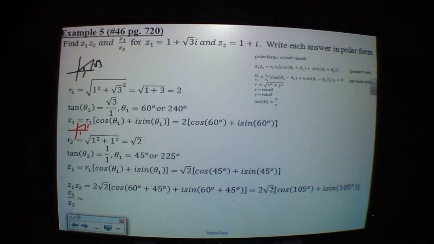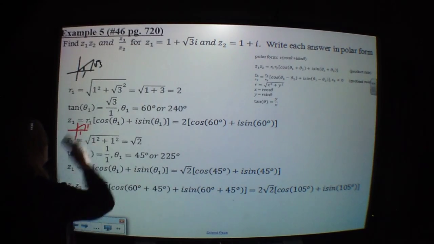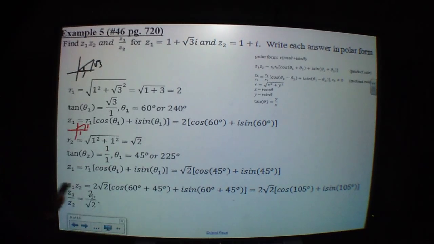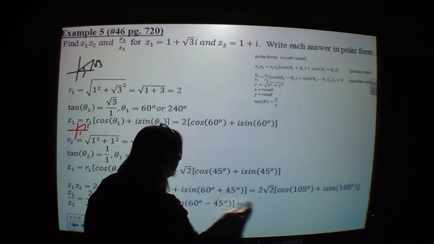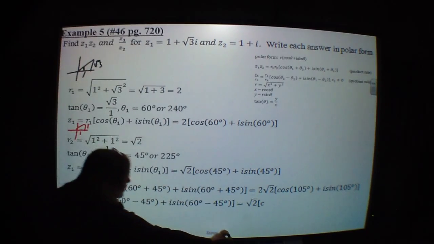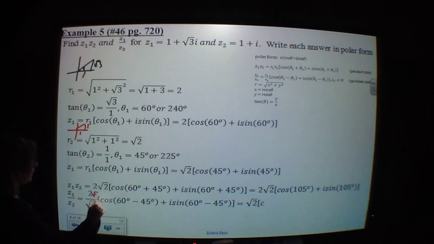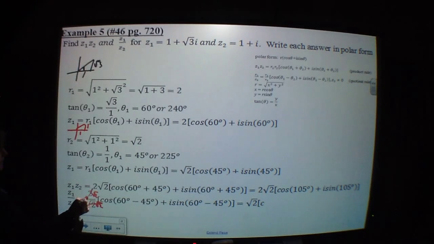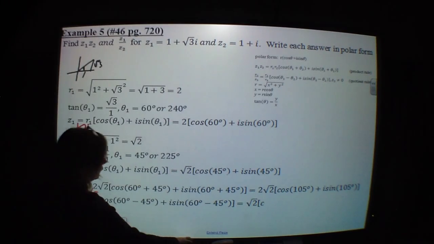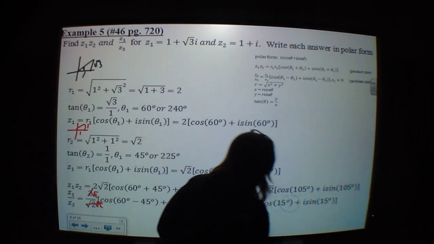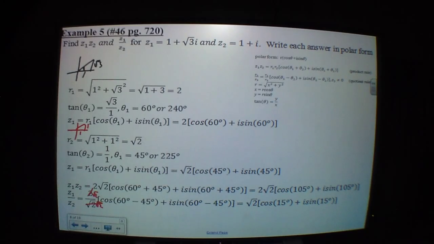Using the quotient rule, 2 divided by radical 2, which is just radical 2 if you get the radical out of the bottom. Cosine of the difference of the two angles, so 60 minus 45. If I get the radical out of the bottom, if I multiply each side by radical 2, 2 times radical 2 is 2 radical 2 on top and 2 on the bottom. Cancel out, so I have radical 2. The radical 2 cosine of 15 degrees plus I sine of 15 degrees. And you're done.